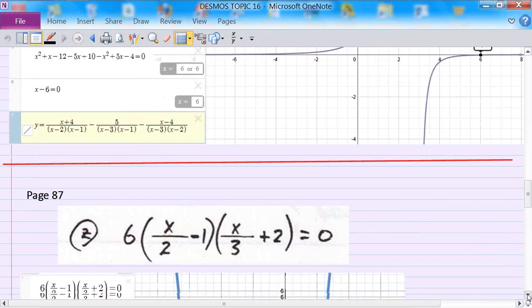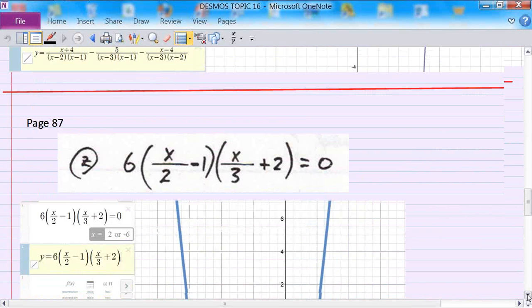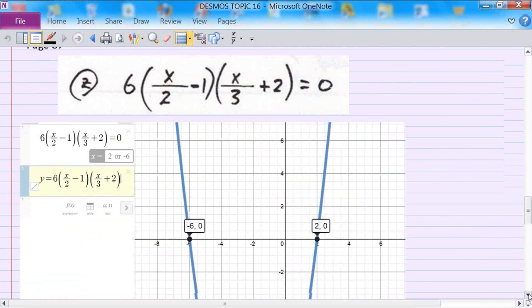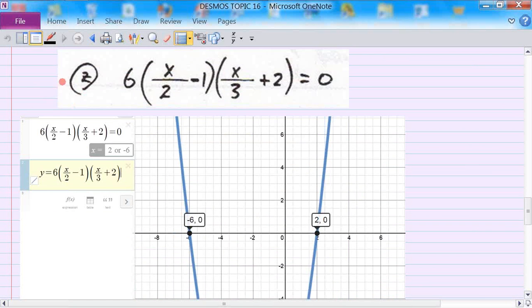Page 87. And now this is number 3z. I left out the number 3. I put this equation in here. I get this, and I get the two solutions, x equals 2 or x equals minus 6.